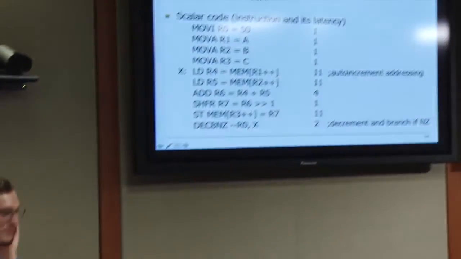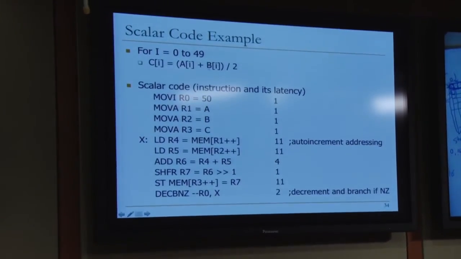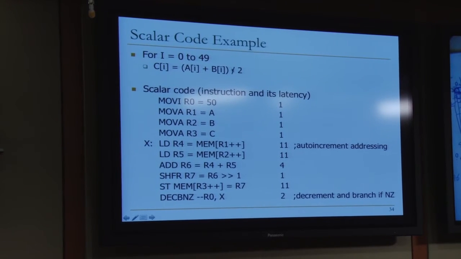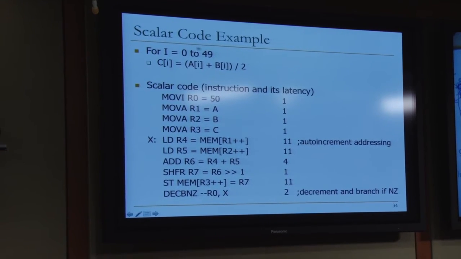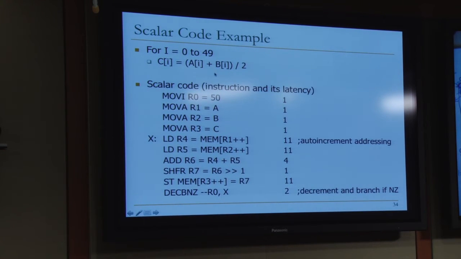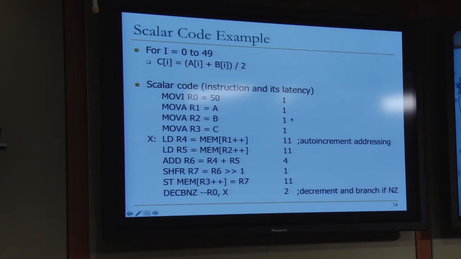Okay, let's take a look at an example. Let's see the power of this with a simple code example. This is the same code example that I showed you over here. We're averaging two vectors, and we have 50 elements in this. This is the scalar code. If you want to write some scalar code with some cooked up ISA, this is what it would look like. These are the instructions, each instruction and its latency. These latencies are derived from Cray-1. Cray-1 actually had 11 cycle latency.